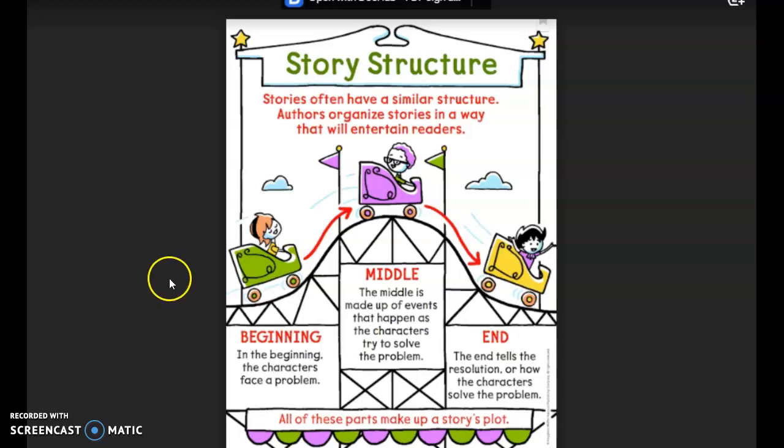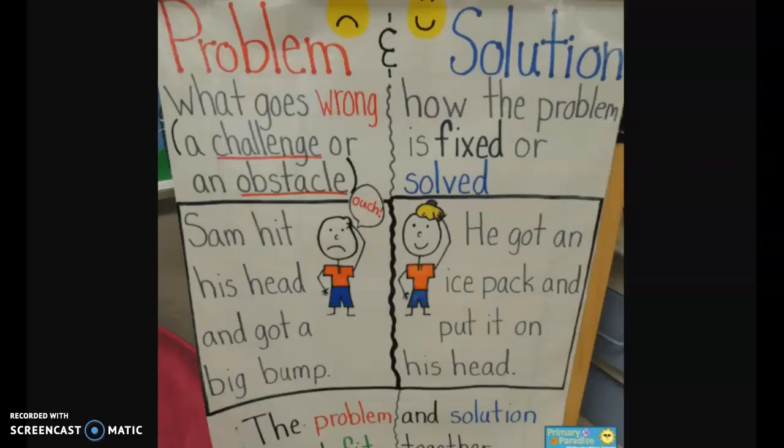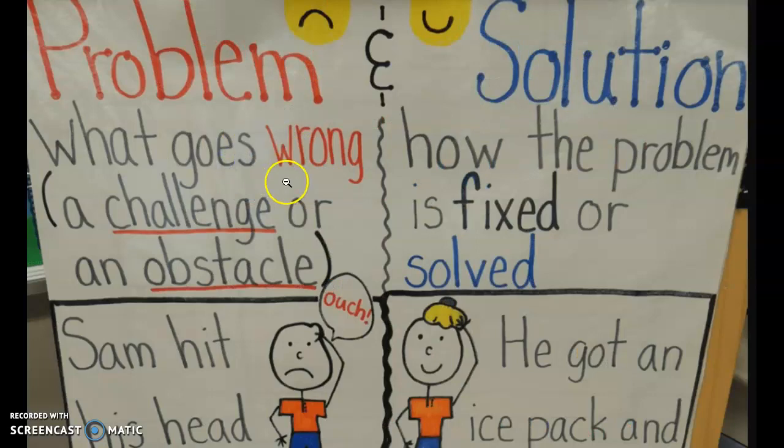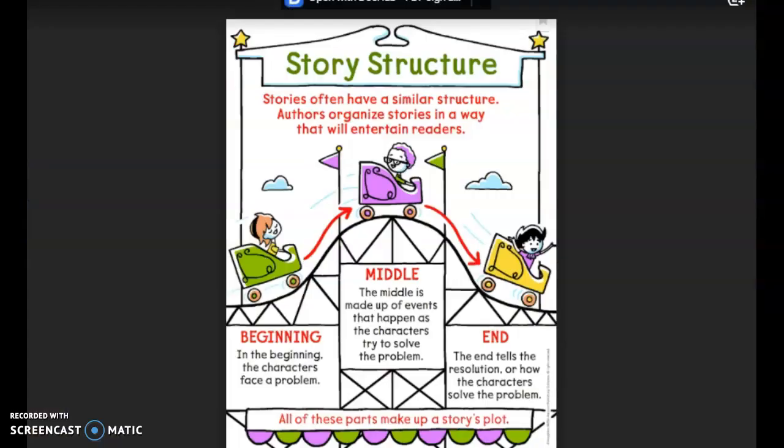In the beginning of the story, the character faces a problem. Let's see what a problem is. A problem is what goes wrong, a challenge, or an obstacle in the story. In case you don't know what a character is, it is the person or animal in the story.